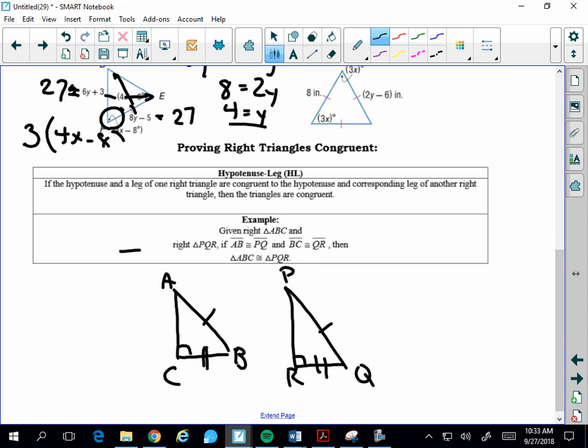Our theorem tells us that because I've got a hypotenuse equal to another hypotenuse and a leg equal to another leg, then I can say that these two triangles are congruent. So that's actually a little bit simpler than some of the other ones that we've been doing, because we only have to be given two things to prove congruent. But the stipulation with it is we have to be able to say that it's a right triangle. If they don't tell me it's a right triangle, I can't use this.